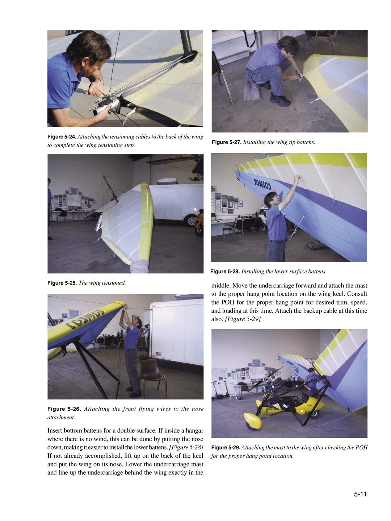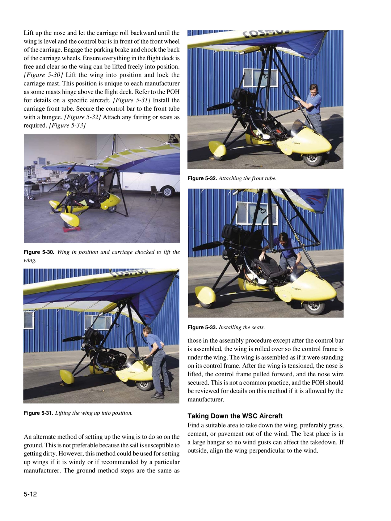Figure 5.29. Lift up the nose and let the carriage roll backward until the wing is level and the control bar is in front of the front wheel of the carriage. Engage the parking brake and chock the back of the carriage wheels. Ensure everything in the flight deck is free and clear so the wing can be lifted freely into position.